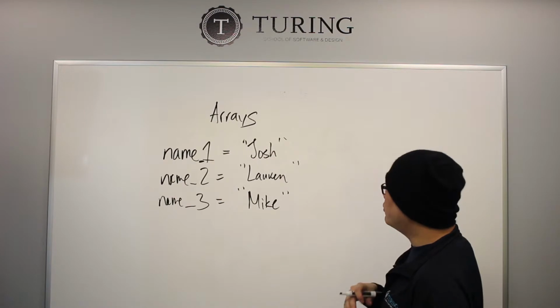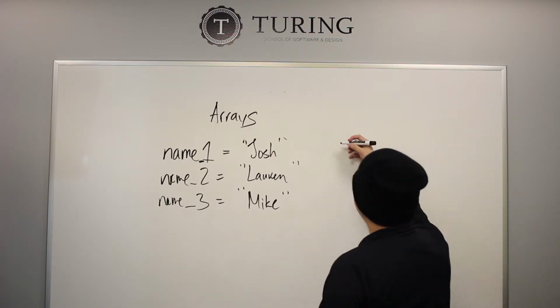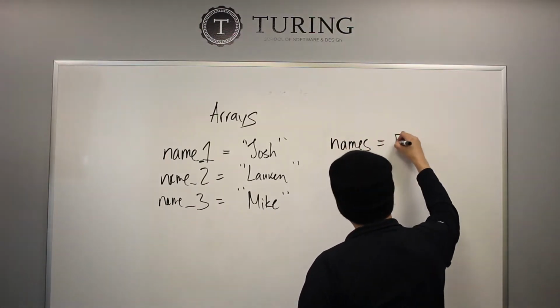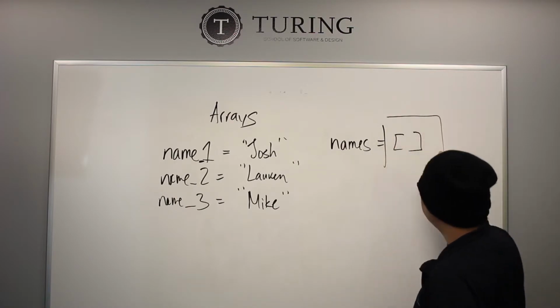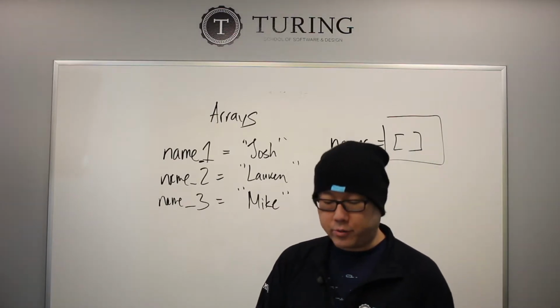And now we are going to start off with an empty array. We're going to do that by typing in IRB, names equals square brackets. And this square bracket here is what signifies that we're working with an empty array.